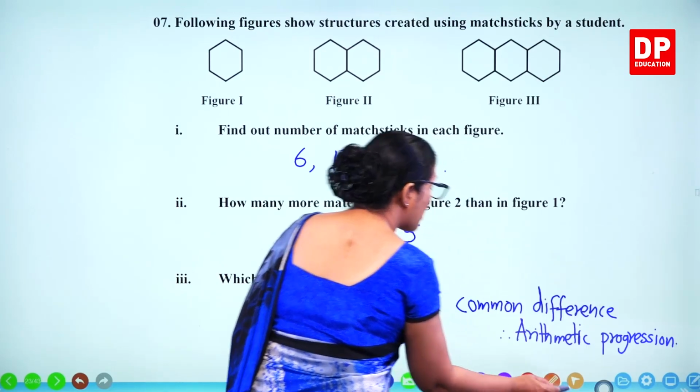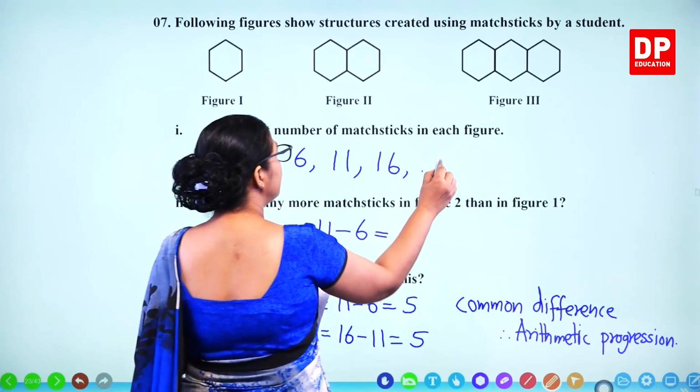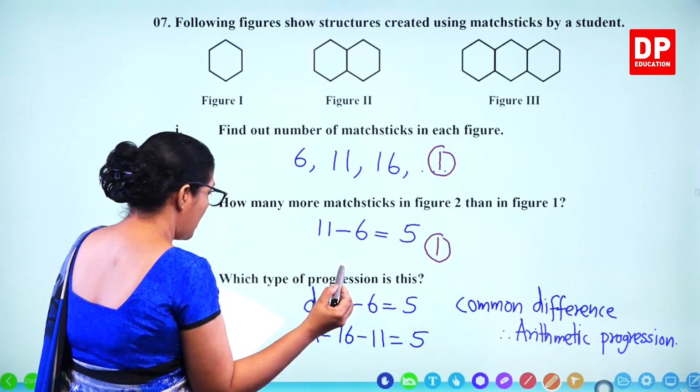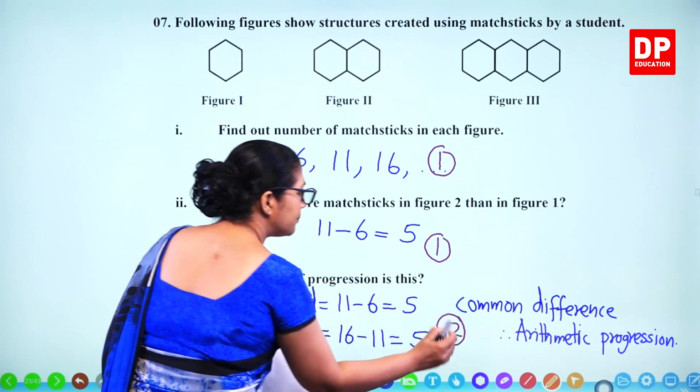Let's see how many marks for these 3 parts. You get 1 mark here and 1 mark for this one, and showing that it's arithmetic, you get 2 marks.